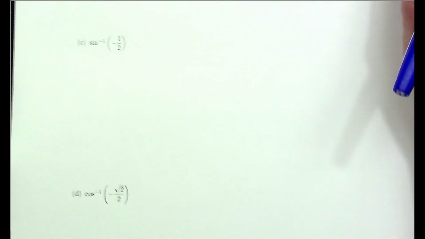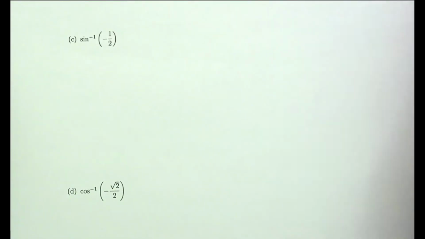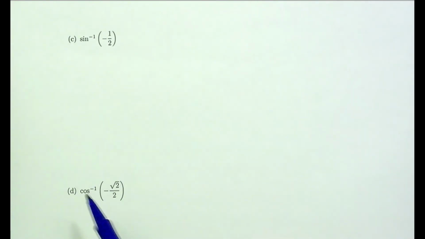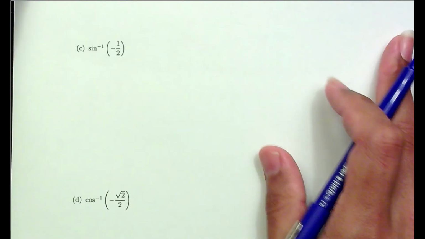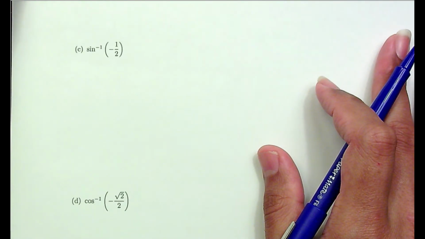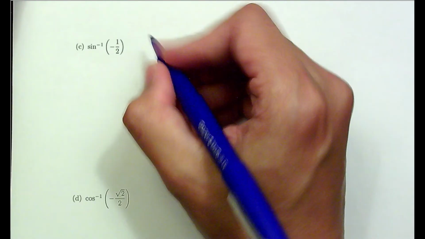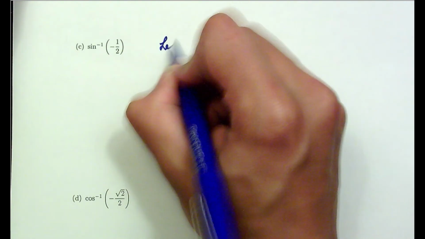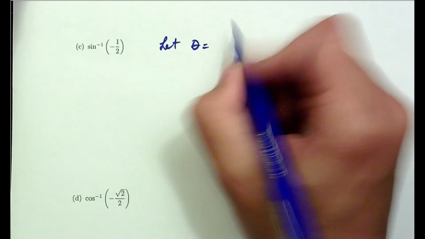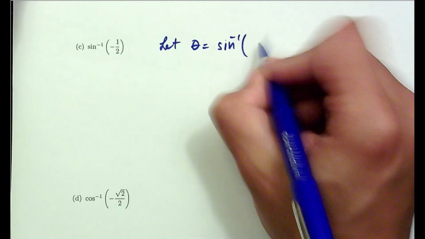So there's two more. Maybe you could pause the video and try these if you like, or just after I do C, pause the video and attempt D and see if you are following. All right, so let's do this one, C. Find the sine inverse of negative a half. Okay, that's our unknown. We're going to call it theta. So let theta be sine inverse of negative a half.